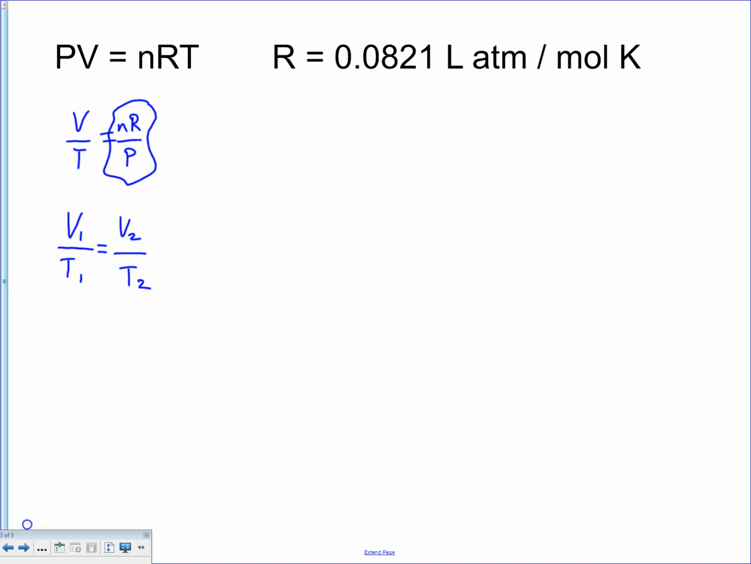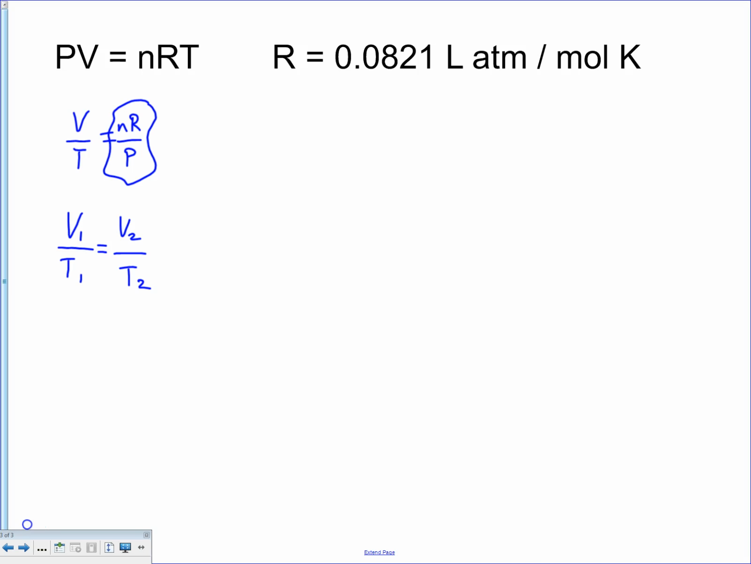And what this is stemming from is we're saying volume divided by temperature always gives you some constant, always gives you some number that's always the same. And so if that's the case, the initial conditions, volume divided by temperature, will be exactly the same as volume divided by temperature in the final conditions. So that's how this works.